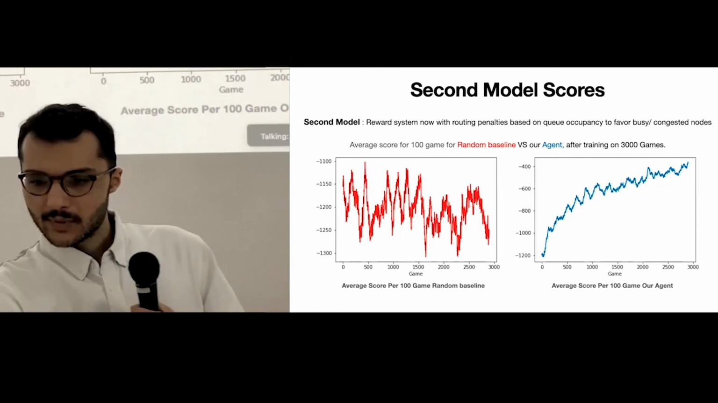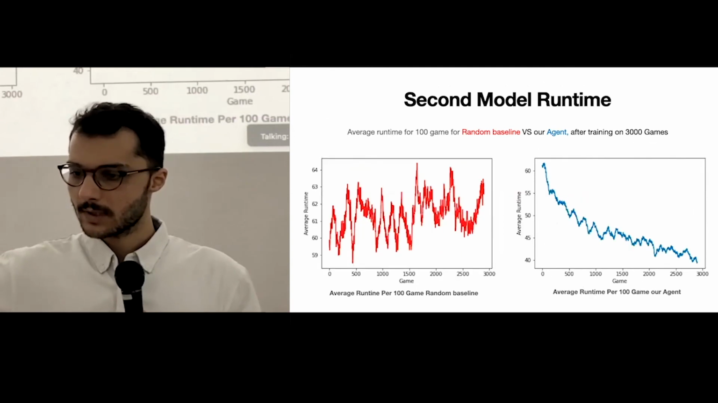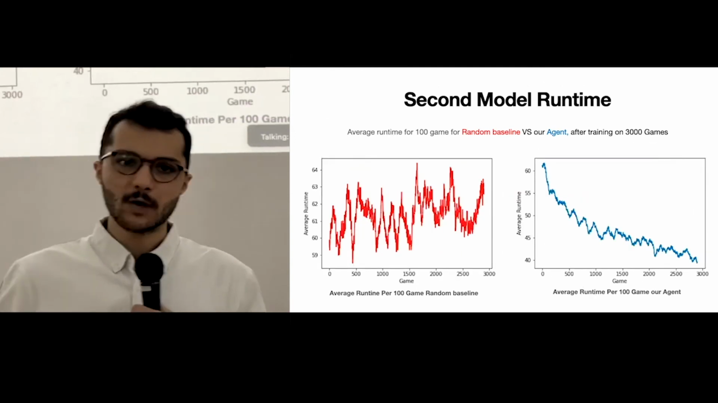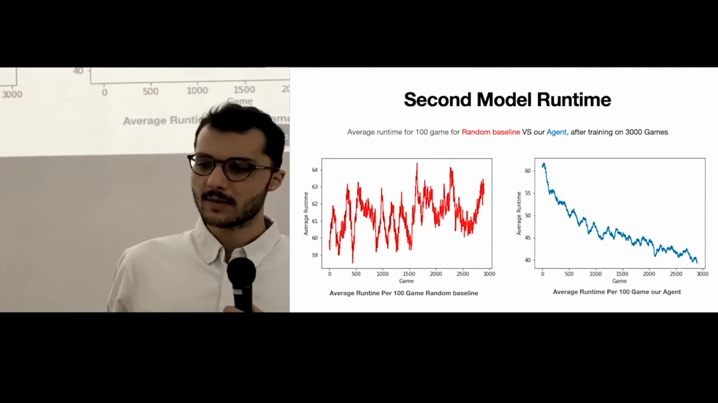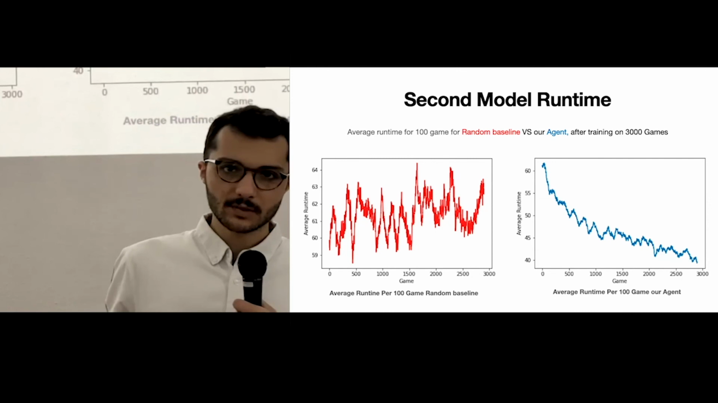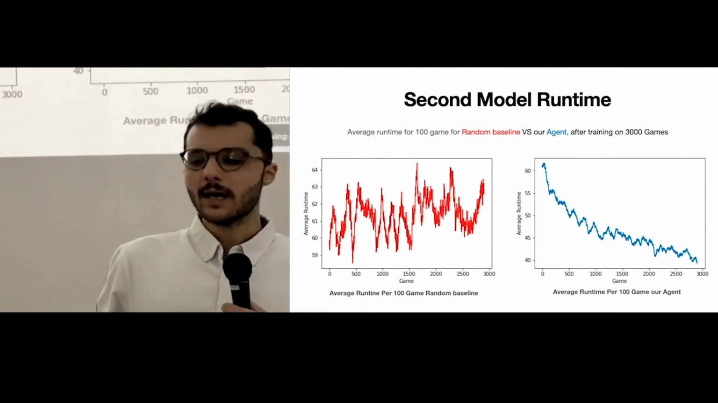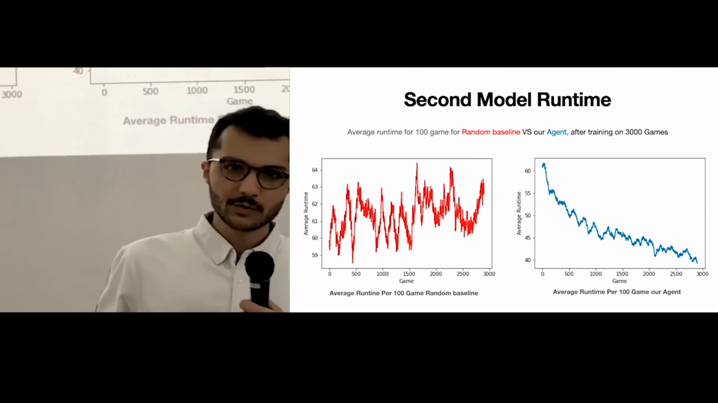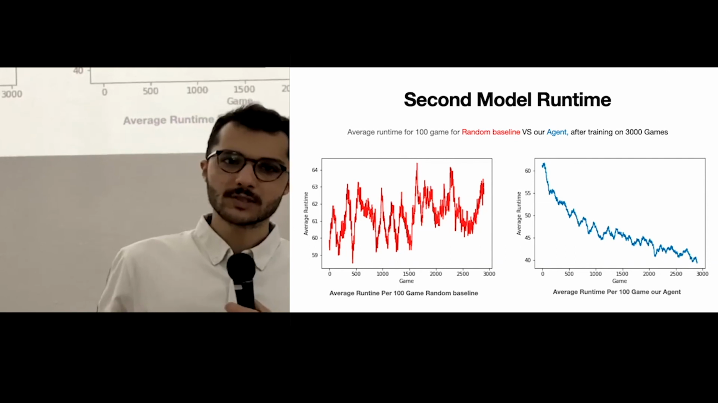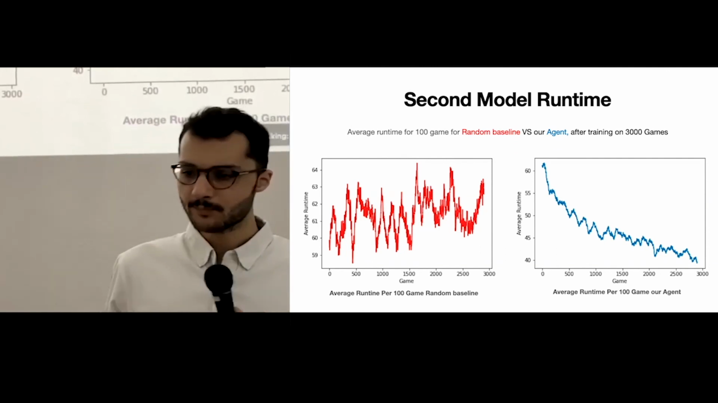Apart from the score, we also measured the runtime, which means in how many steps an episode is completed. The same thing is happening here. The runtime is increasing, which means that our agents are becoming smarter, taking better moves, and ending the episode faster. Because we don't have a traffic generator, we're just ending the episode whenever all the queues are empty.